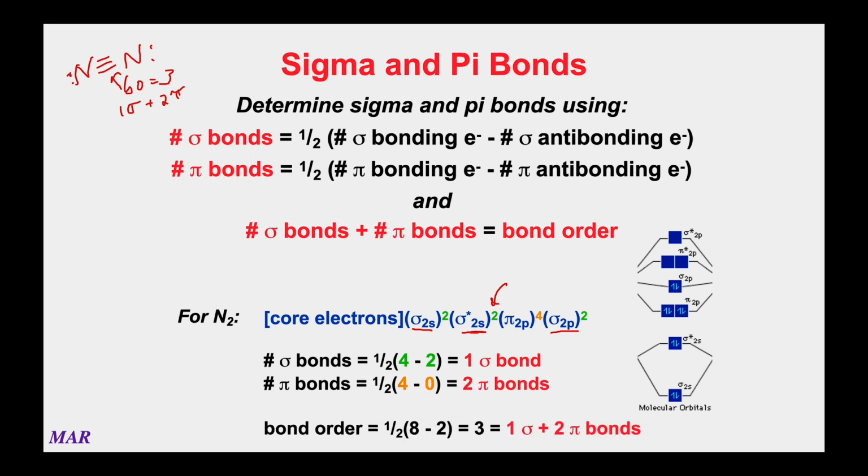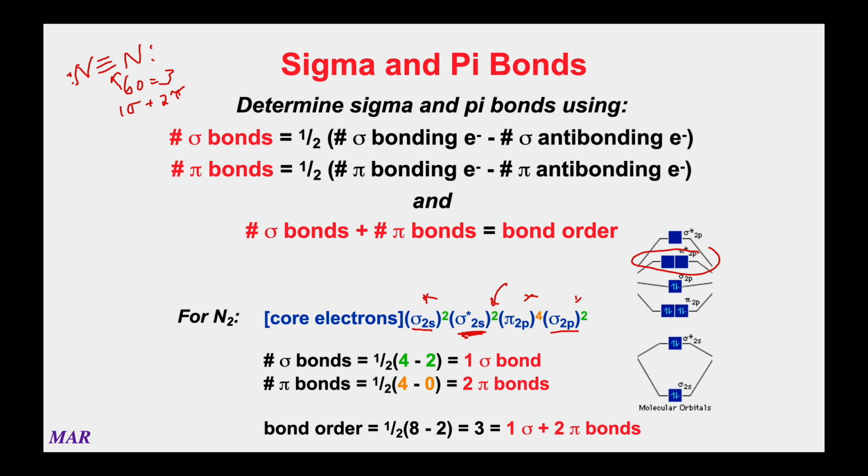We're going to do the same kind of thing for pi bonds: 1/2 (bonding pi minus antibonding pi). There are no antibonding pi's. Those would be the ones up there, and those are empty for this diagram. So 1/2 (4 minus 0), bonding minus antibonding, 2 pi bonds. And the overall bond order is 1/2 (bonding minus antibonding). This is the antibonding, and all the other ones here are bonding. So 1/2 (8 minus 2) is 3.